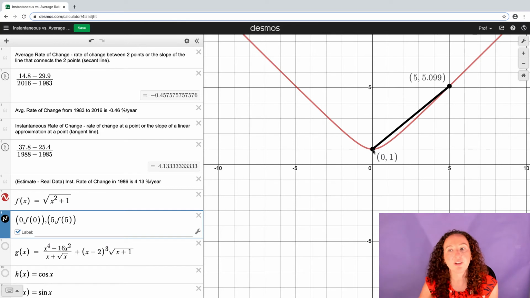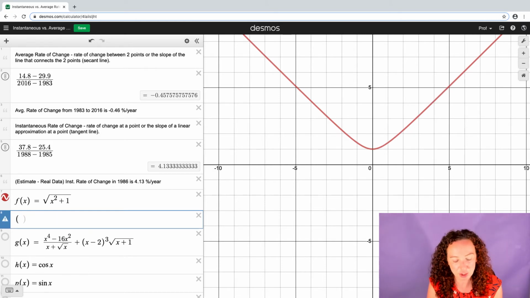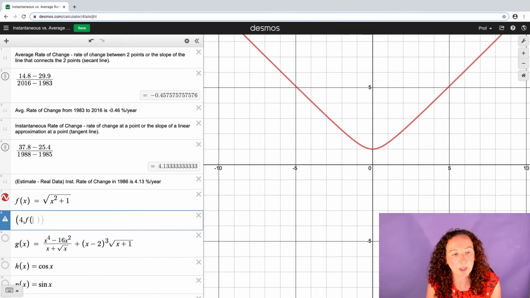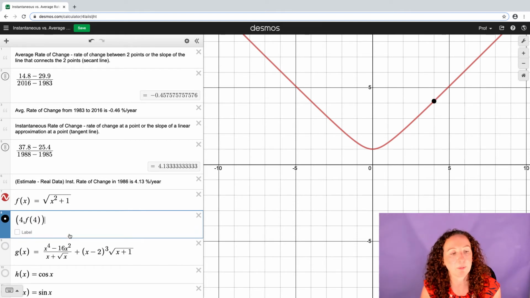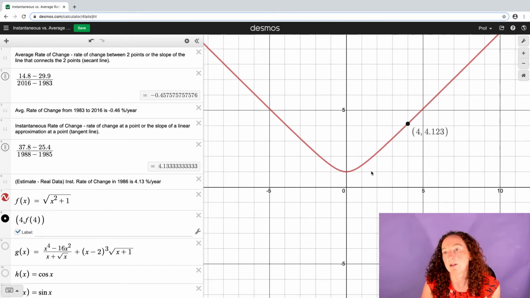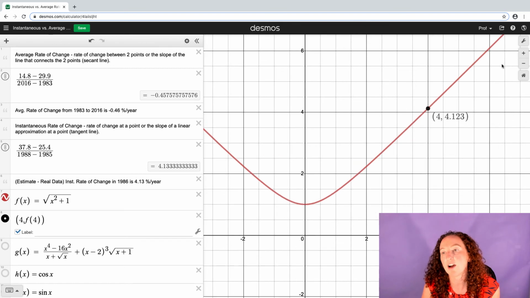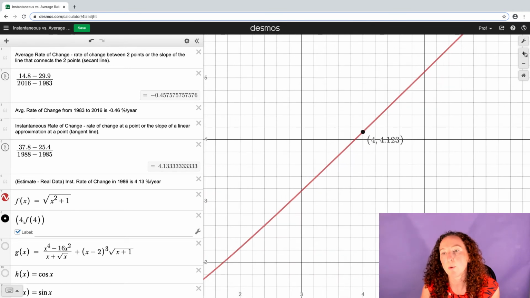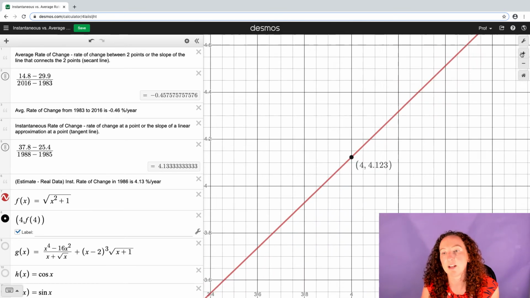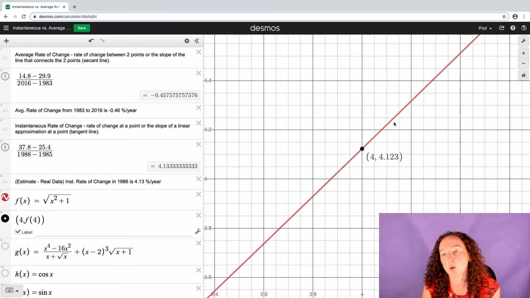Now, it's a lot more interesting to talk about instantaneous rate of change. So an instantaneous rate of change is how the function is changing at a point. And we're going to go back to the point that we looked at in a previous video. And the instantaneous rate of change is the slope of the line that we get when we zoom in until our function looks locally linear at the point that we're interested in.